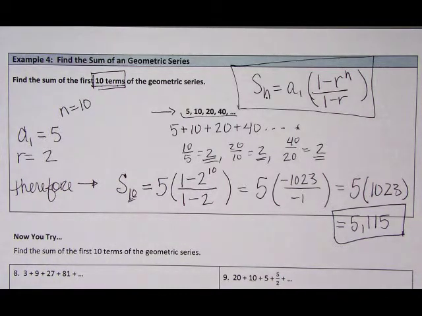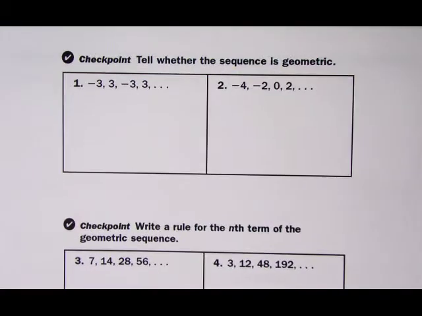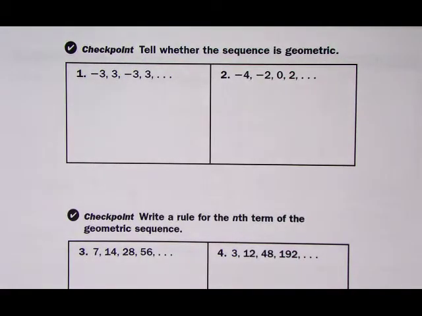I want you to work on Now You Try's numbers 8 and 9, and then your homework that'll be due the next time we meet is going to be checkpoints numbers 1 through 6. So again, you're working on problems 1 through 9 in the Now You Tries, and then the checkpoints numbers 1 through 6. So you have another 15 problems to do for the next time that we meet, and we'll check those answers together at our next class.